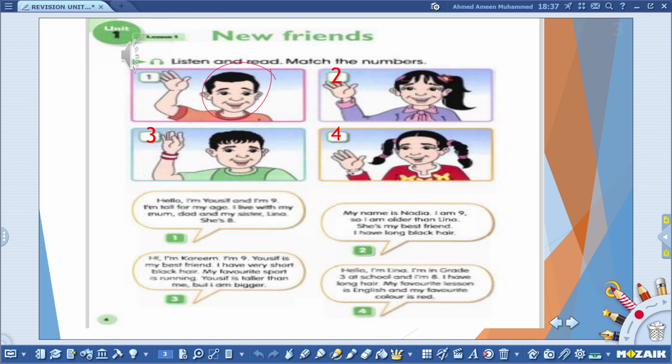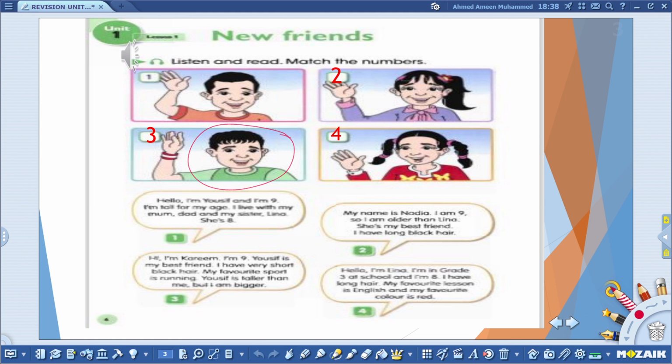Number two. My name is Nadia. I'm nine. So I'm older than Lena. This is Lena. She's my best friend. I have long black hair. So we see she describes herself, saying she has long black hair. So this is Nadia. Number three.